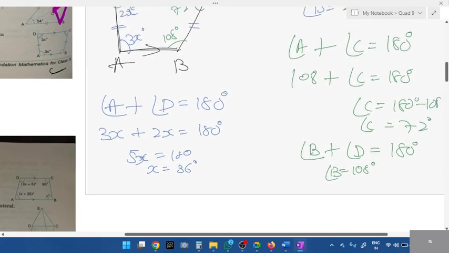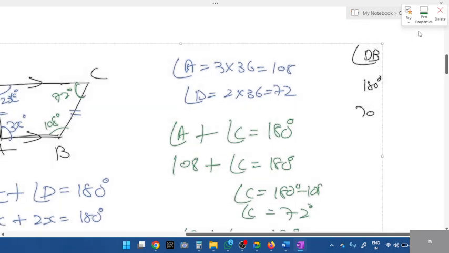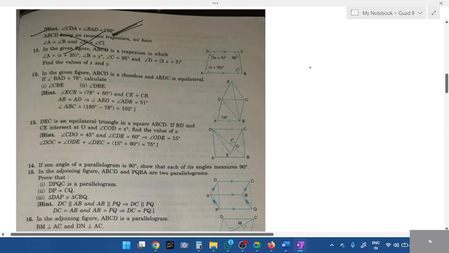Okay. Next one. Does anyone want to leave? If you want, you can leave, students. Construction is pending. If you want, you can revise it on your own. Okay. Last question. What is the sum of angles of a quadrilateral? Respond.